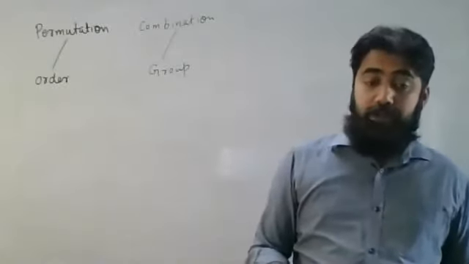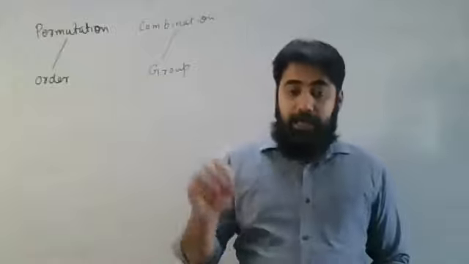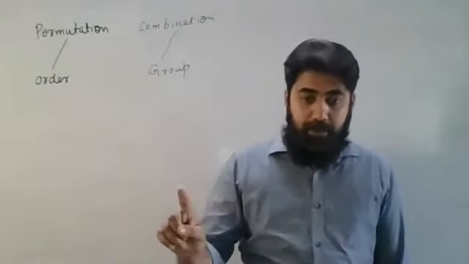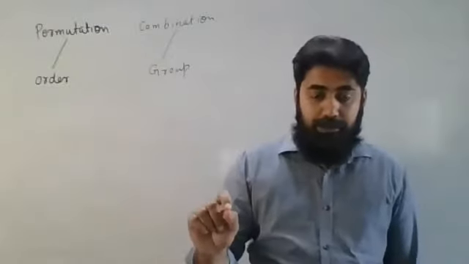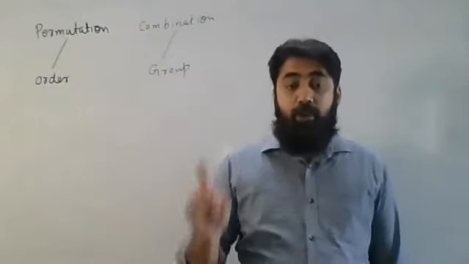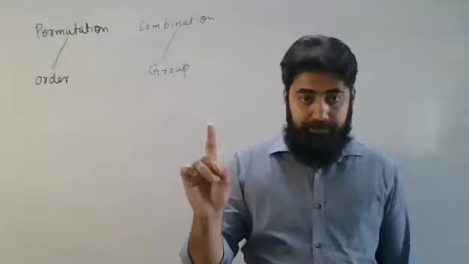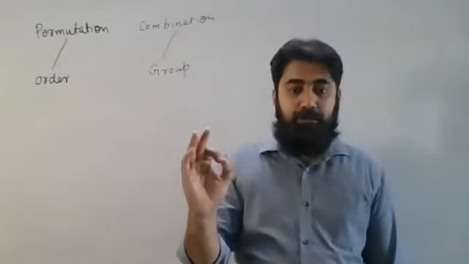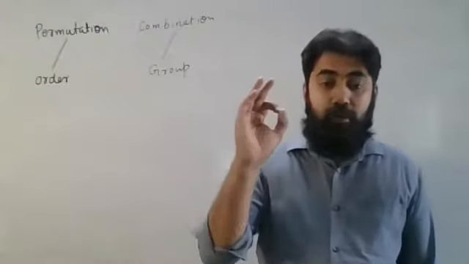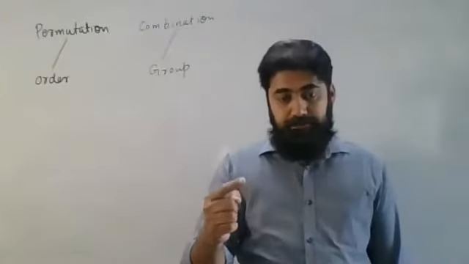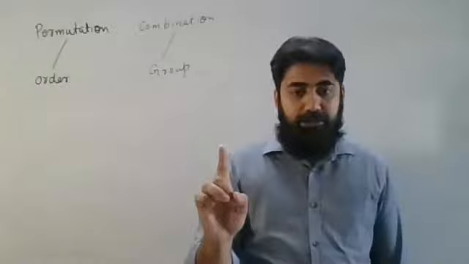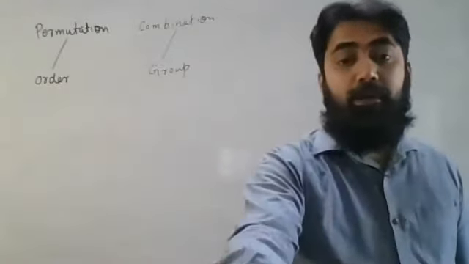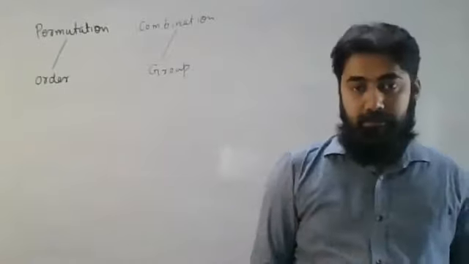But if I say that I have to select 5 students from a class for a competition in which one will be the captain, then the captain is a specific position. So selecting the captain will be permutation. Selecting other team members will be combination.